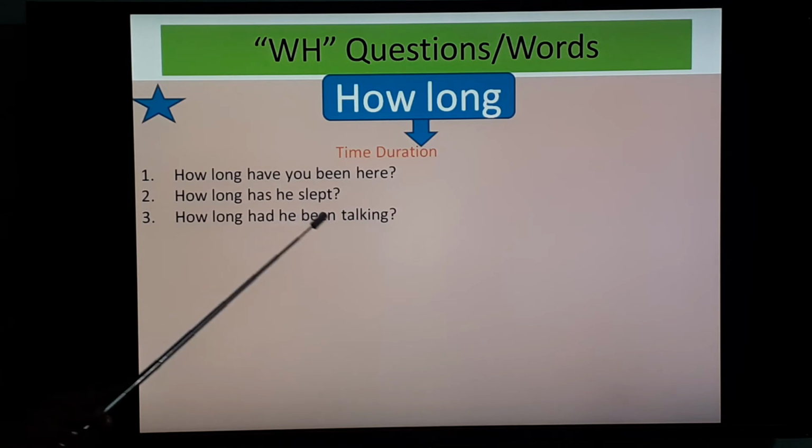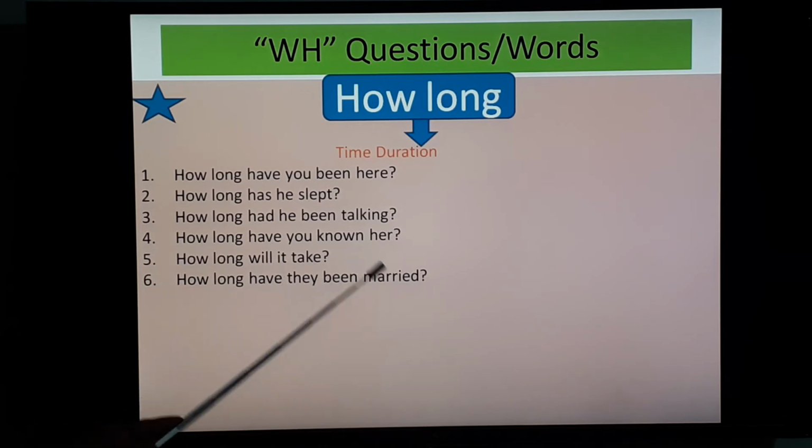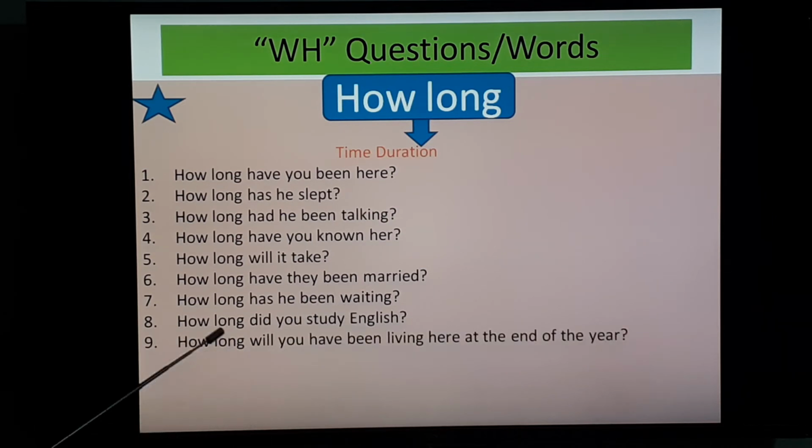How long had he been talking? How long have you known her? How long will it take? It will take 5 hours. So 5 hours, that is the time duration. How long have they been married? How long has he been waiting? How long did you study English? How long will you have been living here at the end of the year?